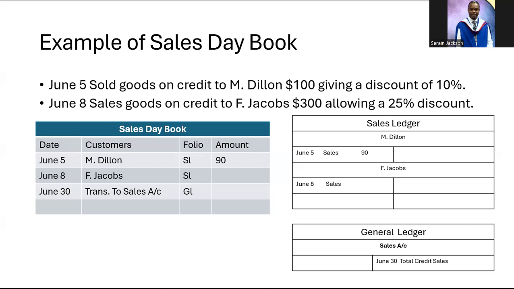Likewise, you write in the date. You write in the name of the customer, which is M. Dillon, right? You write in SL, which stands for sales ledger. In the journal, you could even put the specific page if you know it. If the question gives it to you, let's say it is page 2, you write it there, and then you write in the amount.